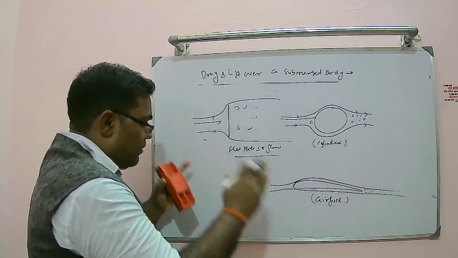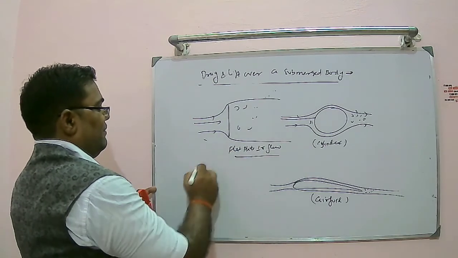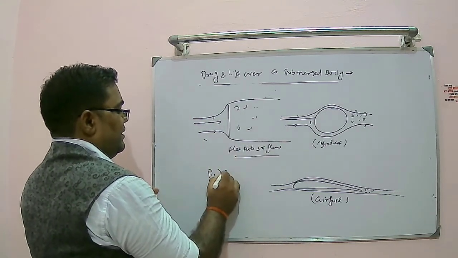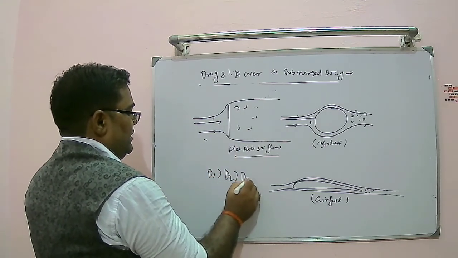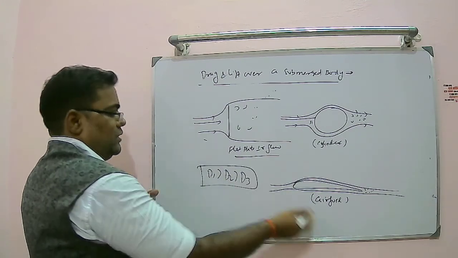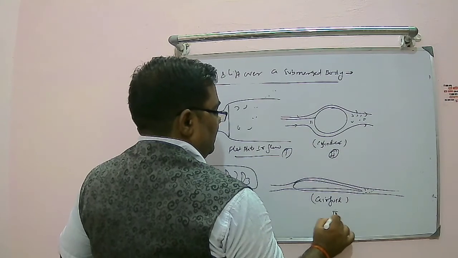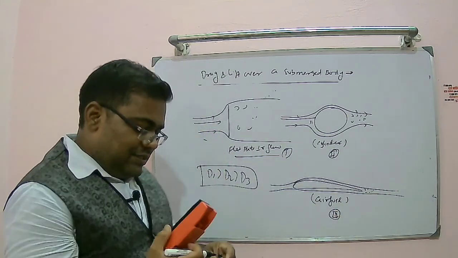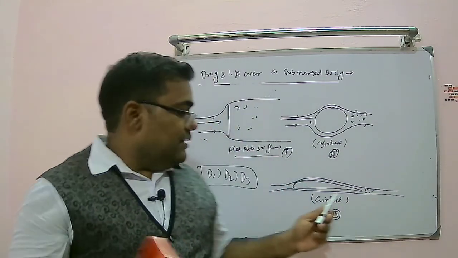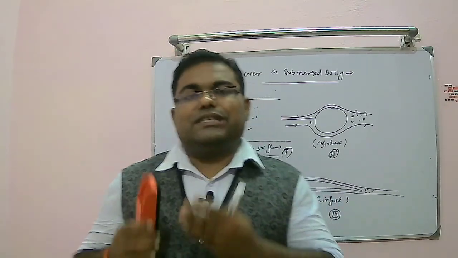So if we talk about total drag, total drag in the first case D1 will be bigger than D2 and bigger than D3. So D3 will have a smaller contribution. This is the first case, second case and third case. Clear? So the smallest drag we are getting is in the case of the airfoil. That's why we always talk about streamlining of the body.